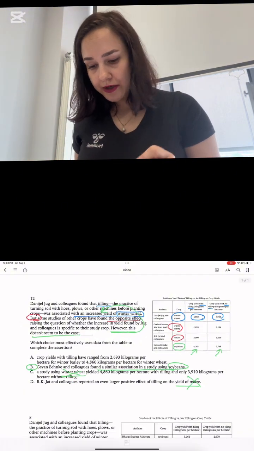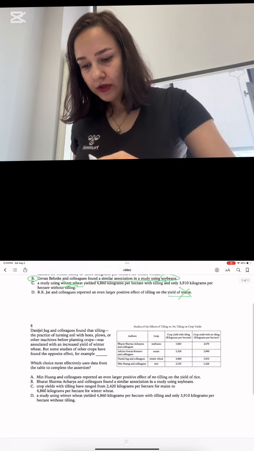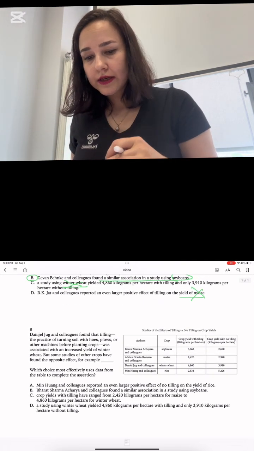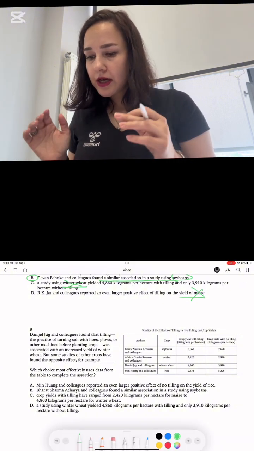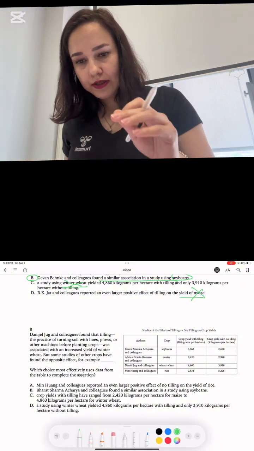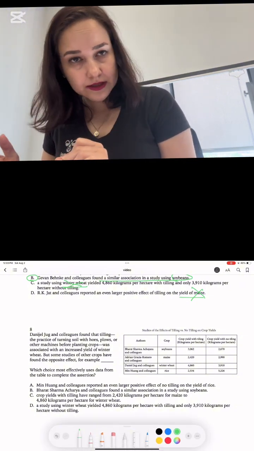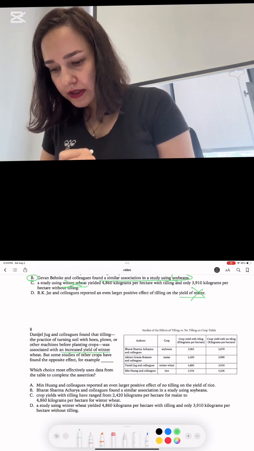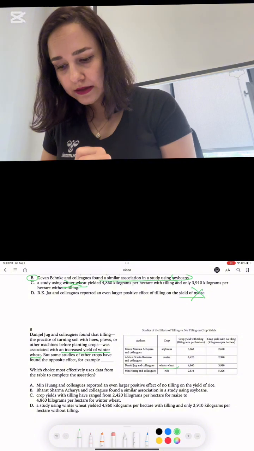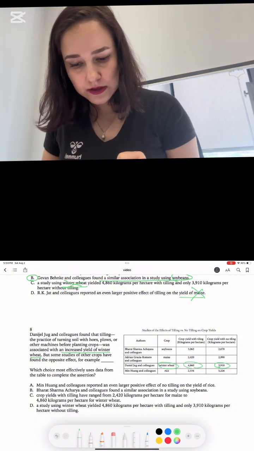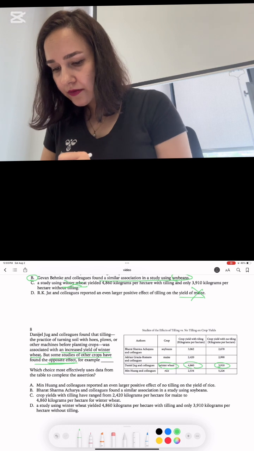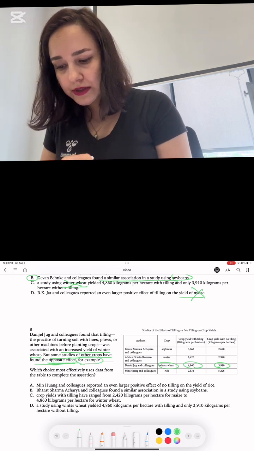Now the second part. So guys, look, the second type is also about tilling, no tilling, and let's read the text again together. Daniel Jog, so the same scientist, about tilling, I'm not going to waste my time, associated with an increased yield of winter wheat. So winter wheat, yes, associated with increase, but some studies of other crops have found the opposite effect.